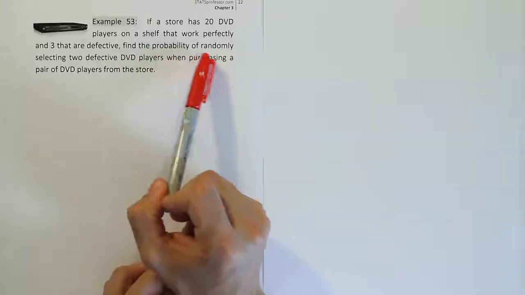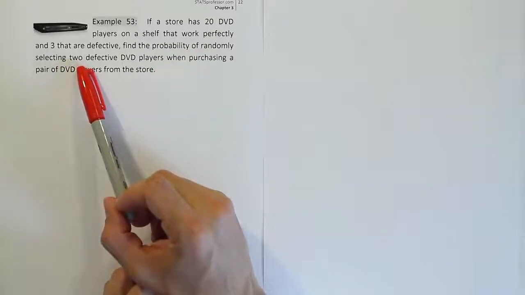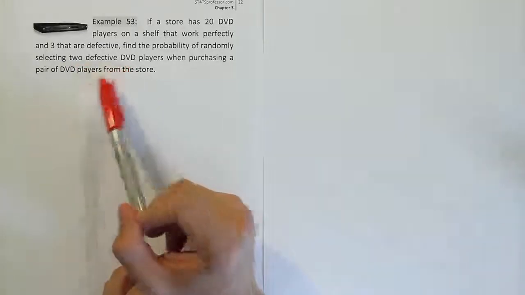So find the probability of randomly selecting 2. Aha. So right there, when I see that 2, I know it's the multiplication rule of probability. How come? Well, if you're taking 2 items, that's 2 separate events, right? If I go to the shelf and grab one DVD player and put it in my cart and leave the store, that's just one event. But if I go to the shelf twice to get 2 DVD players, that's 2 separate events. And this problem is asking what's the probability that when I do that, they both end up being defective.